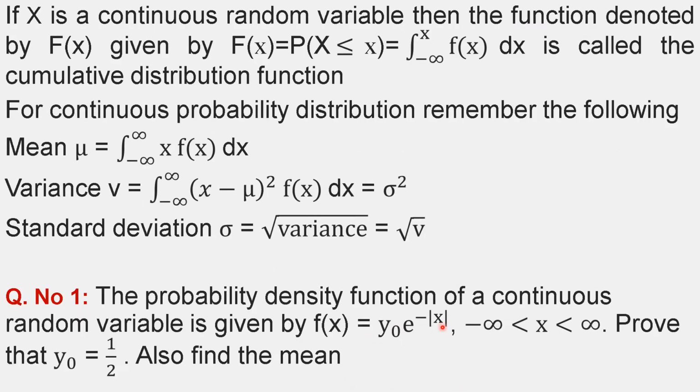This y naught into e power minus mod x should be non-negative. E power minus mod x is an exponential factor which is always non-negative. So if this product is to be non-negative, then the first factor y naught also should be non-negative. So y naught should be greater than or equal to 0, using the first condition.